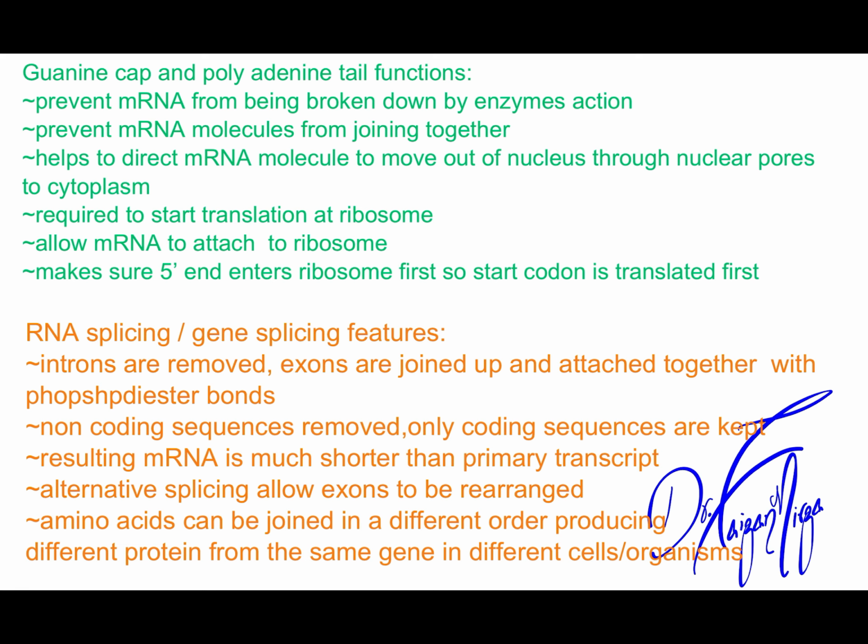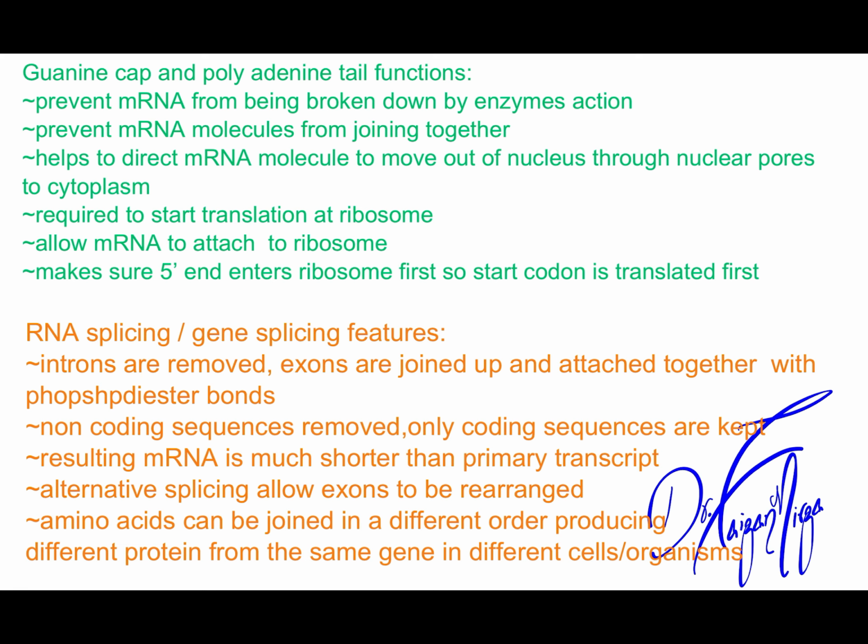Then this mRNA needs to align on the ribosome. So it attaches to the ribosome in such a way that the 5' end enters the ribosome first. So the first codon gets translated first. Because if the 3' end goes into the ribosome, we know the stop codon will get translated first, and that cannot occur. So these are the features regarding the guanine cap and the poly-A tail.